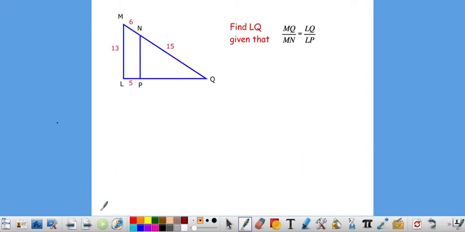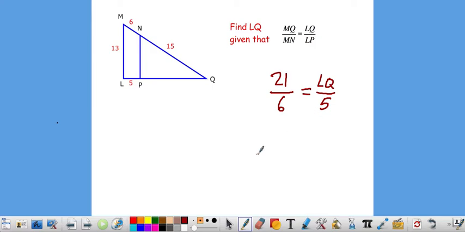Let's try another one. So here we're given another picture. We're asked to find LQ, given that MQ over MN is equal to LQ over LP. So let's substitute some things in that we know. MQ is equal to, well, 6 plus 15, it's got to be 21, over MN, which is just 6. So you'll see here we're taking the entire chunk over just a fraction of it. And that's equal to LQ, which we're solving for, over LP, which is 5.